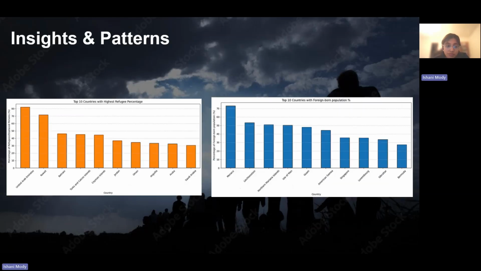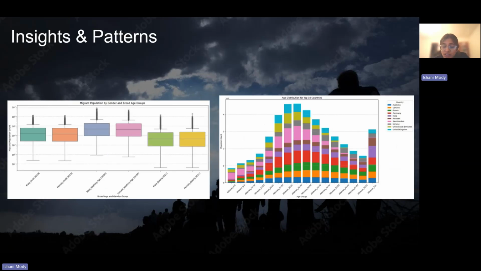Coming to the patterns and insights derived from the data set, the graph on the left has box plots, categorized between males and females of different age groups. If you see, males from age 20 to 64 have the highest migration, followed by females from age 20 to 64. But overall, men have a higher tendency of migrating compared to females.